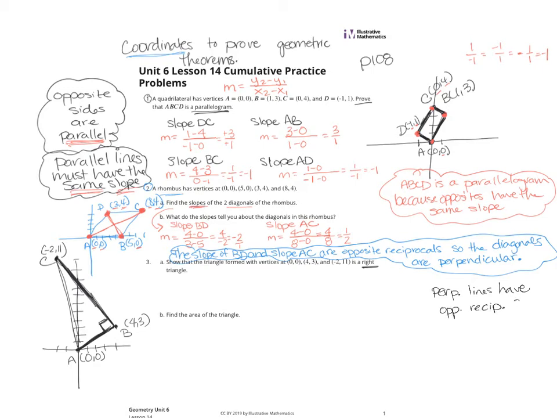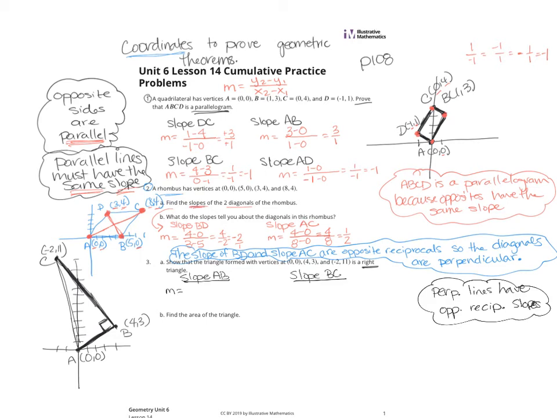reciprocal slopes. So if I could show that these two lines that I made bold, AB and BC, have opposite reciprocal slopes, then I've shown that angle B is a right angle. Therefore, it's a right triangle. So I'd like to find, just like number 1, just like number 2, the slope of AB, and the slope of BC, and I'm going to compare them. So I'm going to use the slope formula again. I'm going to use my coordinates. So let's find the slope of AB.